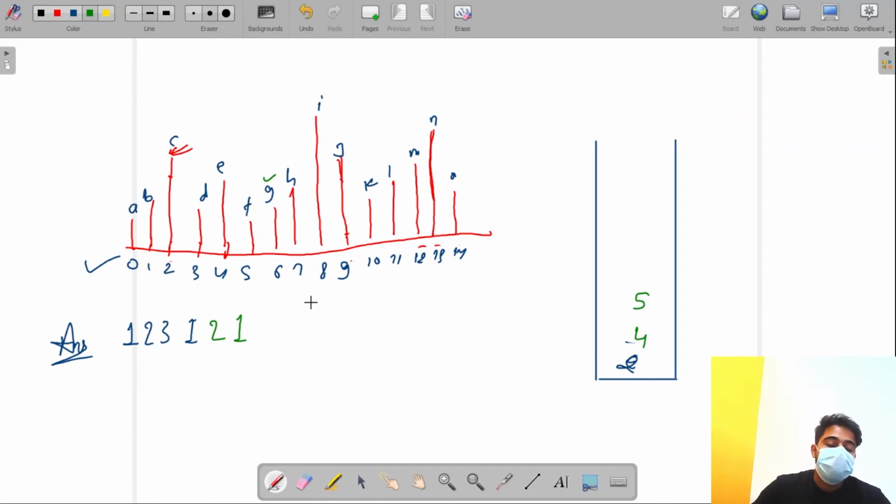Now we again check whether the top of stack is greater than this G day or not. Obviously, the F day is not greater than the G day. So as usual, we pop it from the stack. Now again we compare it with the top of stack.